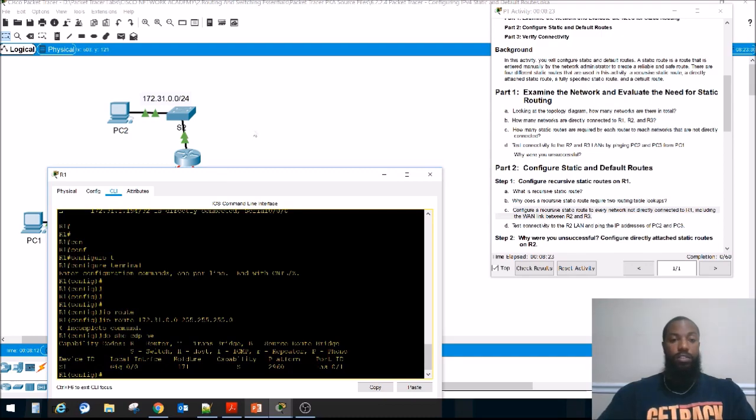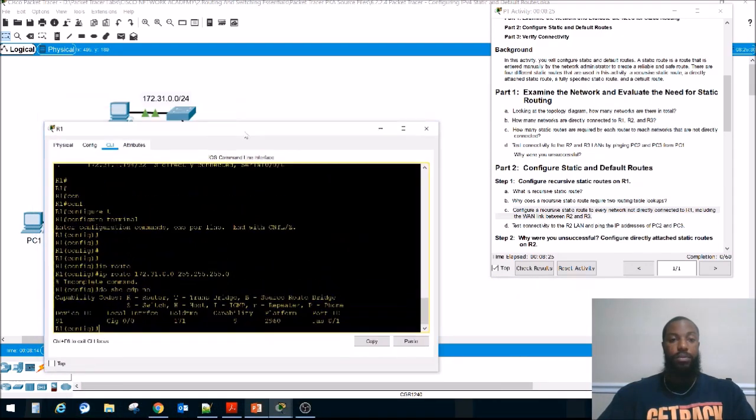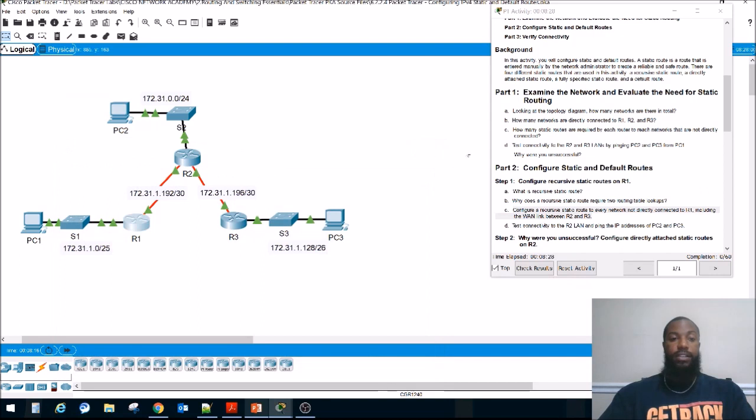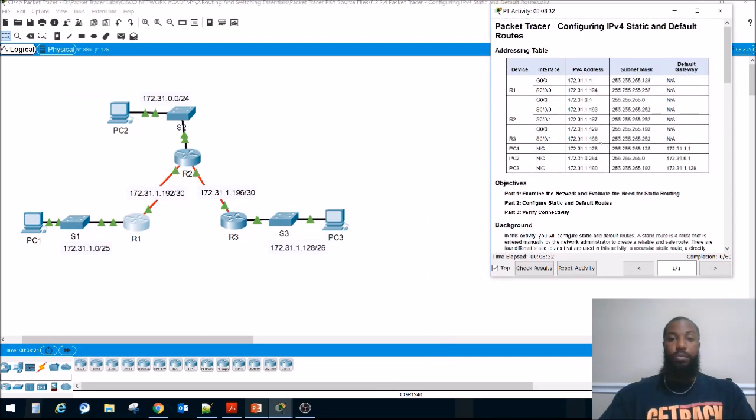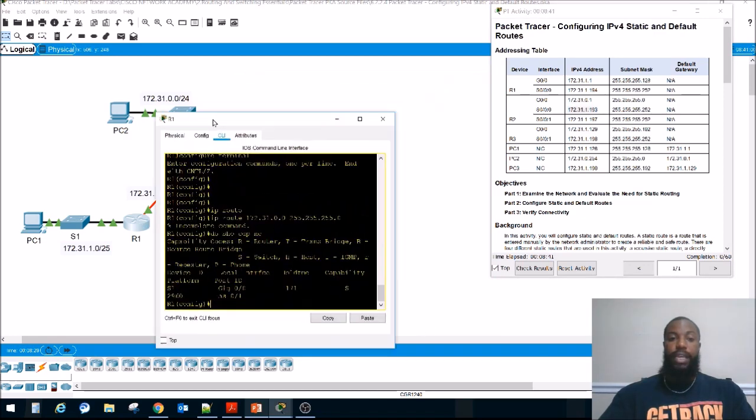Oh, we only got a switch connected, so we don't know what router 2 is. Let's just use the address table rather. Router 2 serial, it's probably this one right here. Yeah, it's most likely that one. So use that next hop address, right?